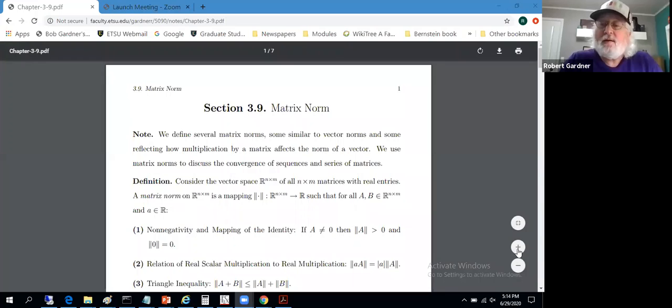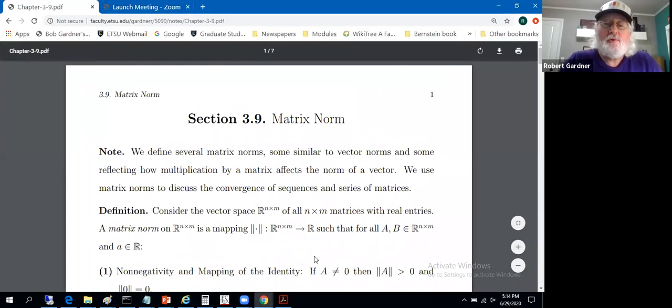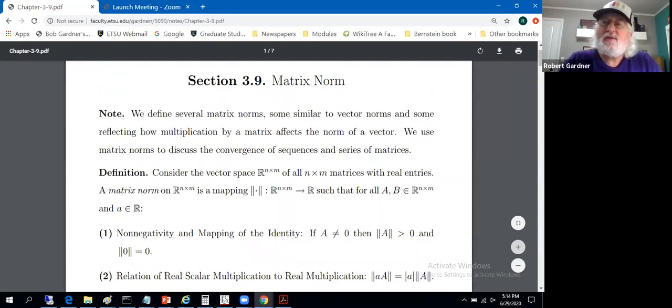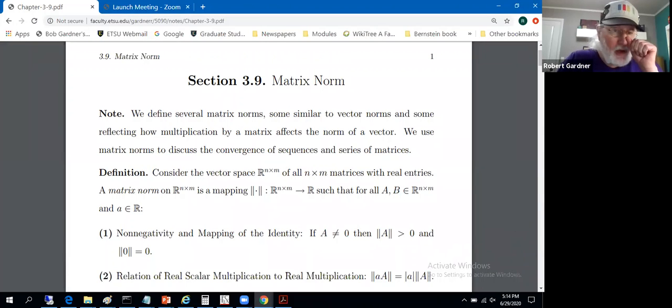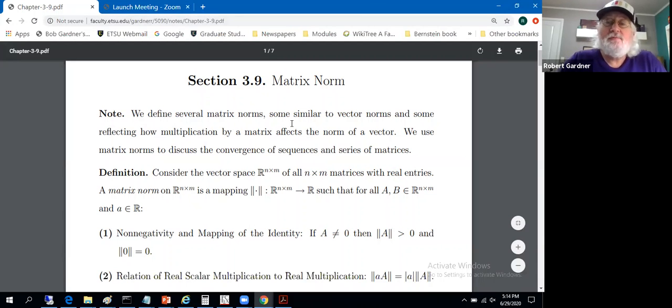Alrighty, on to rather a new topic, matrix norms. What we have here is similar to some things we dealt with in the past in terms of vector norms. And there'll be some real overlap between vector norms and matrix norms in some ways, and other ways not so much. So we're going to define several matrix norms, some similar to vector norms, some not so much.